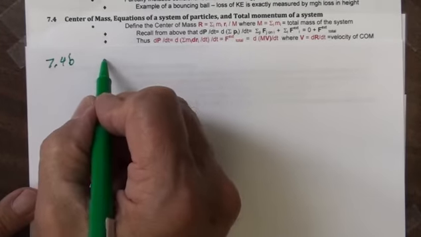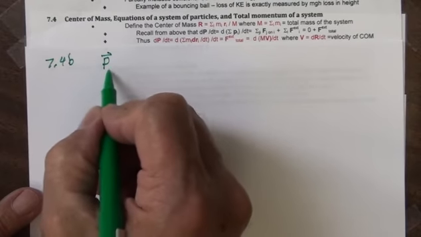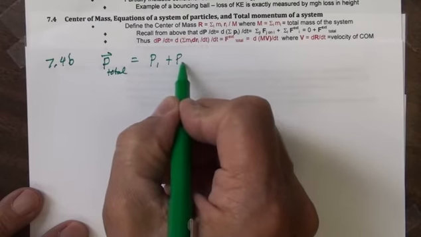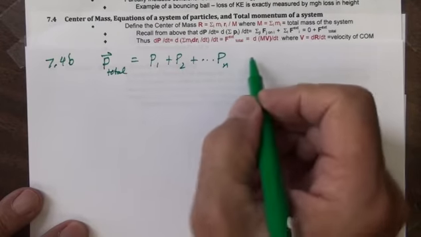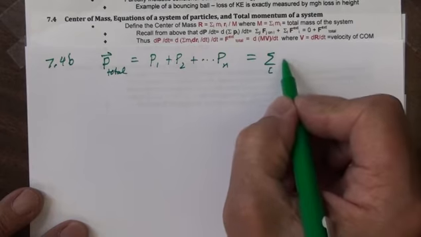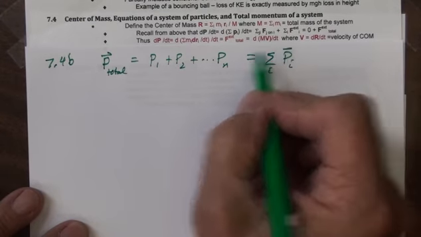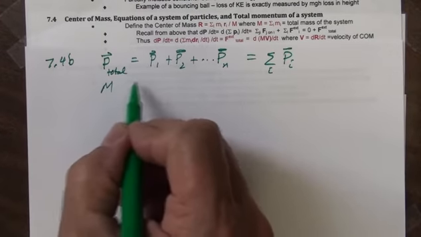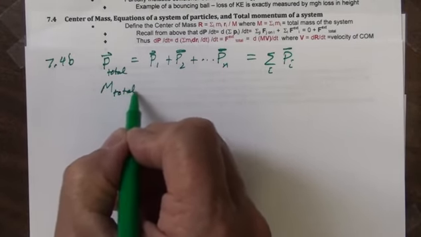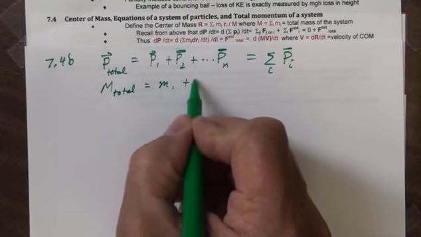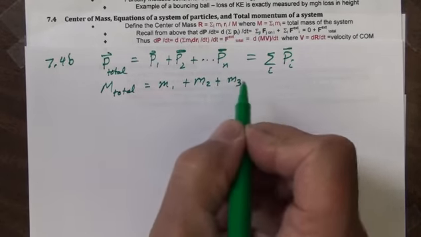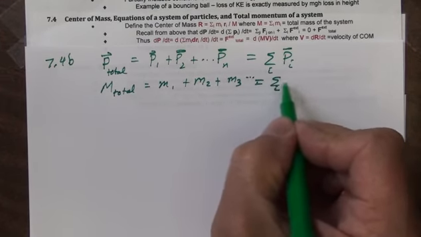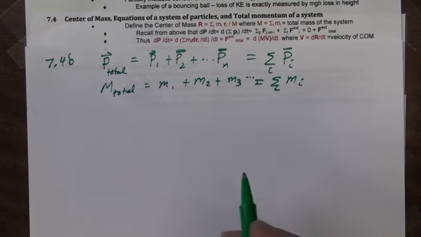We have defined the total momentum of the system to be equal to the momentum of the first, the momentum of the second, plus the momentum of the last one, which we sometimes write as the sum over i of p_i. We're adding up the momenta of each particle. We have already defined the mass of the total system. It's going to be m1 plus m2 plus m3 up to mn, which is the sum over i of m_i. Add up all the masses.